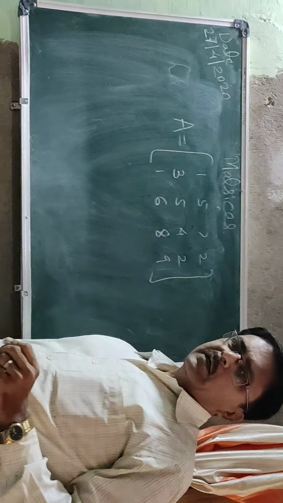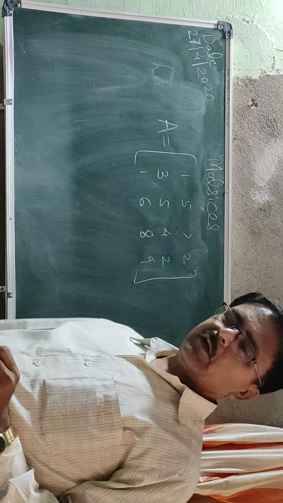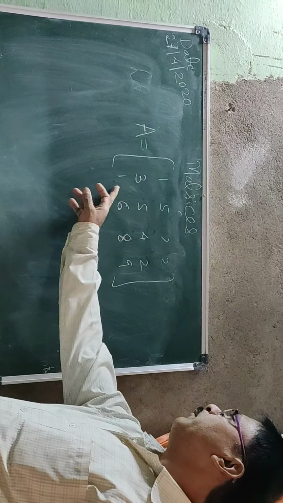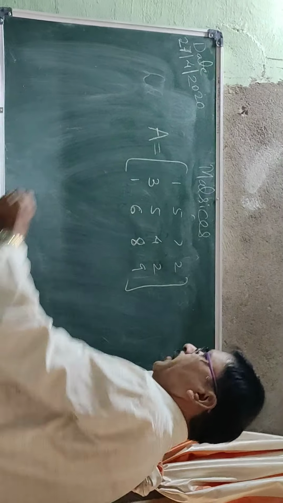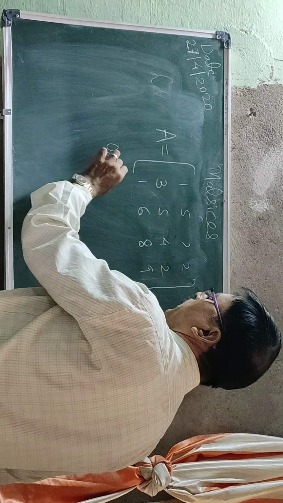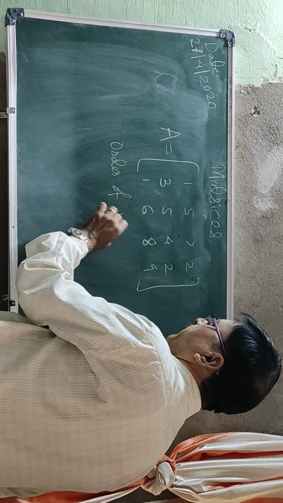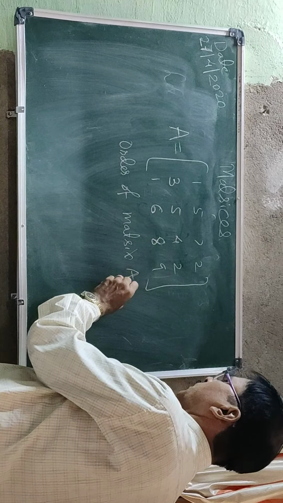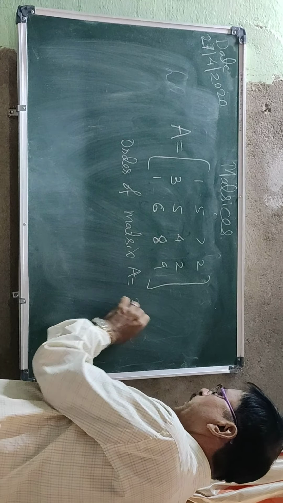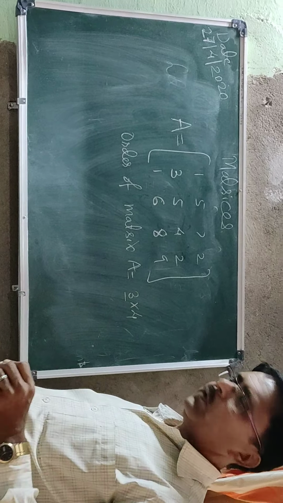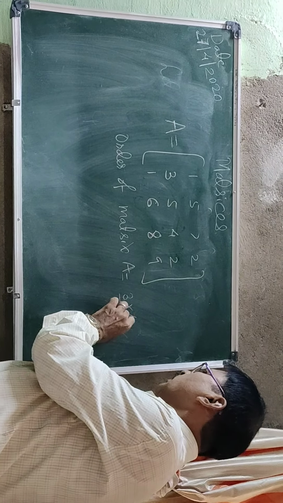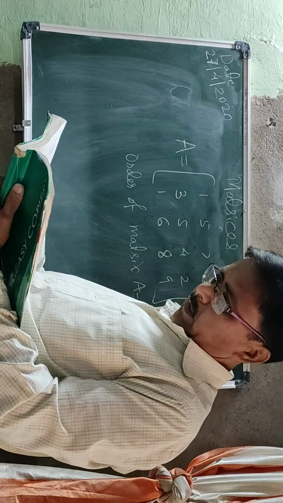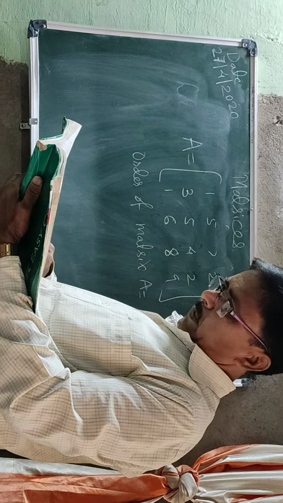Now, what is the order of this matrix? How many rows are there? There are 3 rows and the number of columns is 4. So the order of matrix A is equal to 3 by 4. First we write the number of rows, and then we write the number of columns. So this is the order of the matrix A.